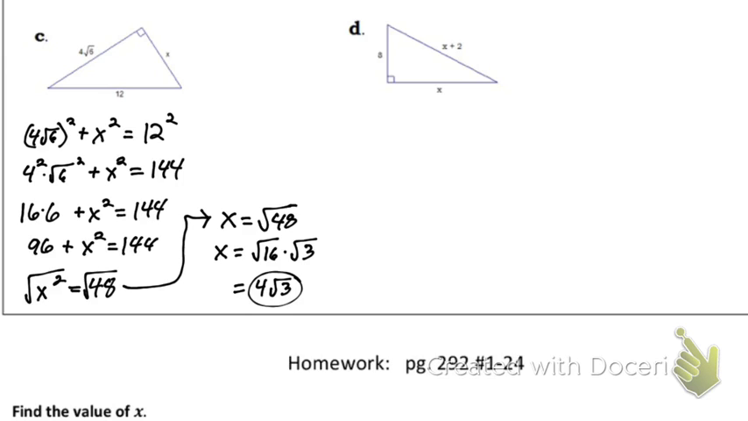I'm just going to let you do the next one and then start the homework. So you're going to do the next one and start the homework if you haven't already. You should come up with x equals 15 for the last one.